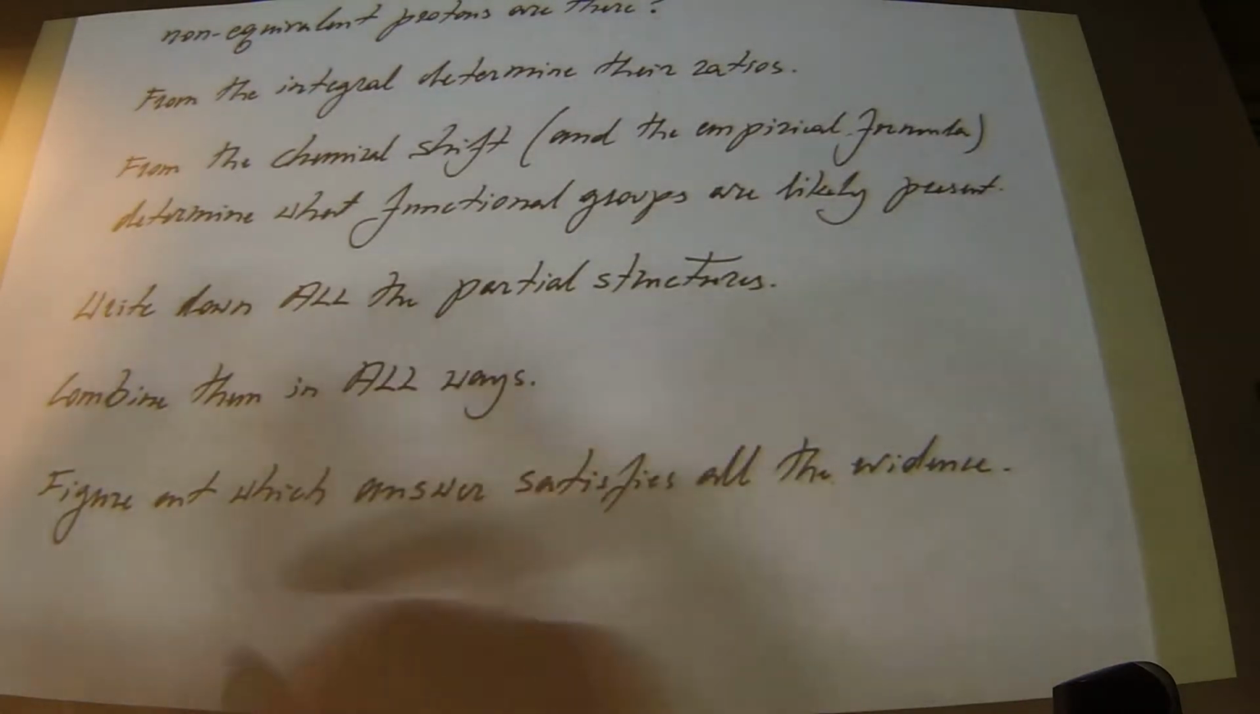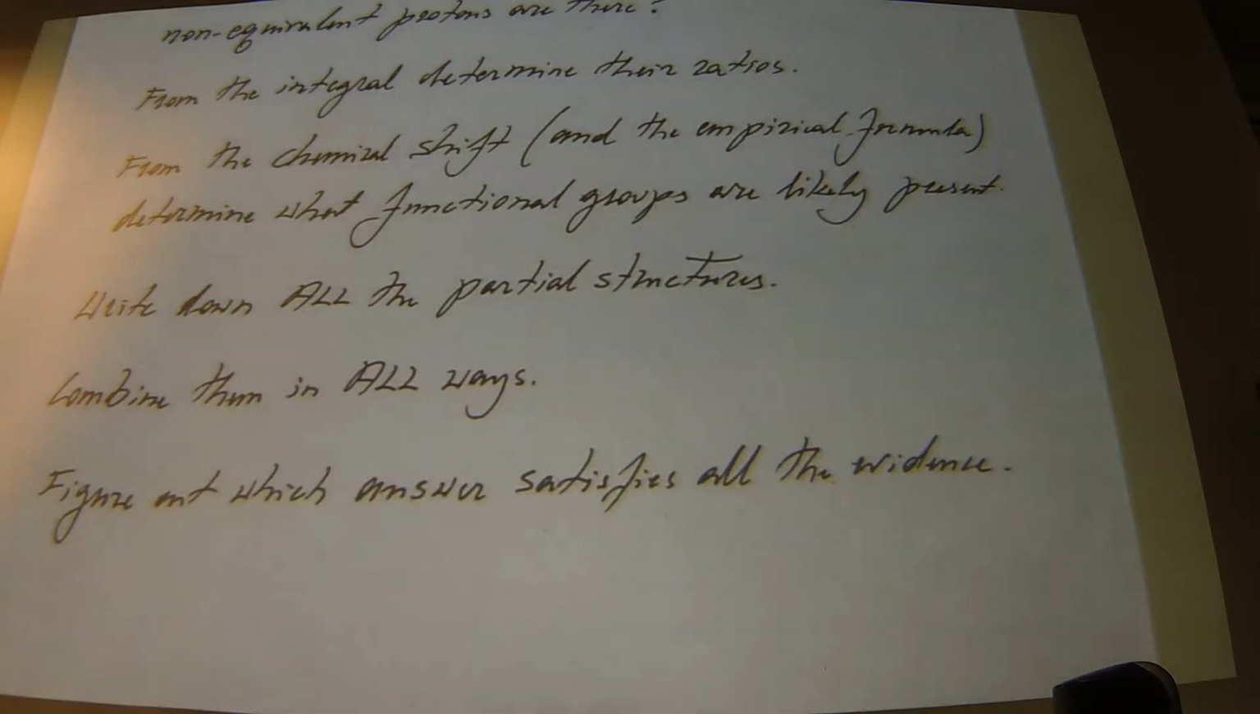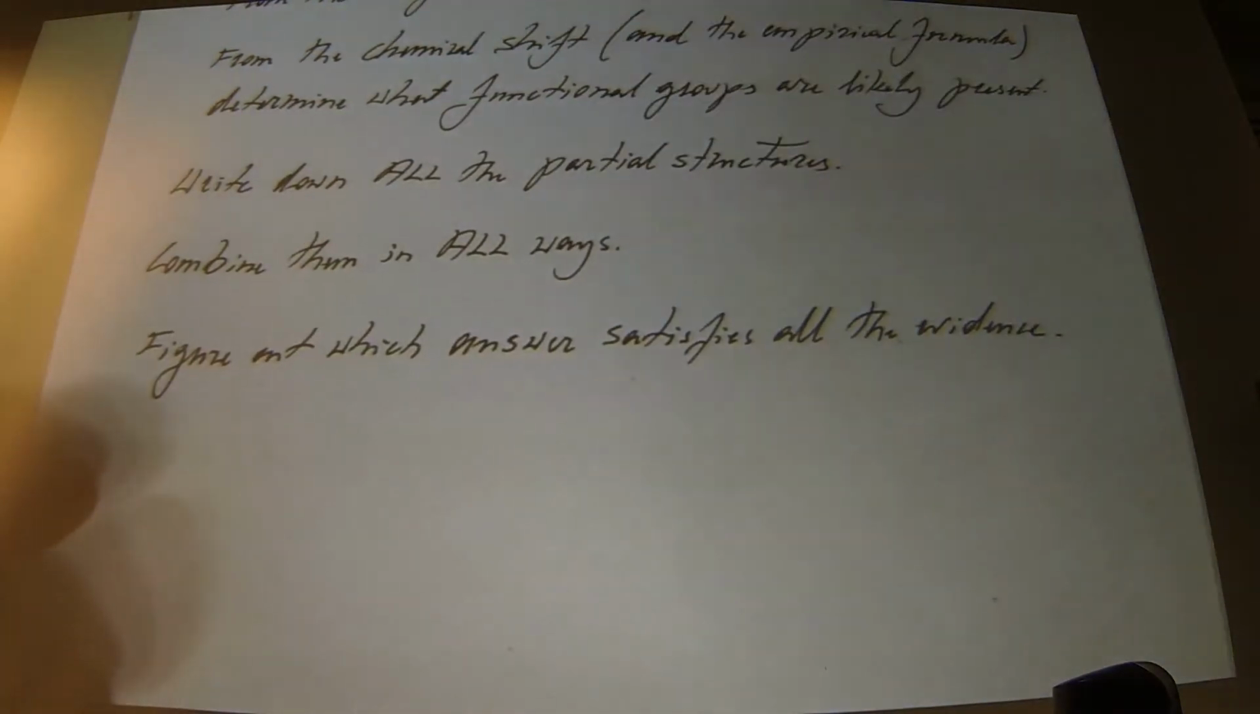As you're solving your problem, you need to write down all of the partial structures. If I know that it has an OH, just write an OH. If I know that it has a methyl, write a methyl. At the end of this process, you're going to have all the little pieces, like a jigsaw puzzle. Now you just put them together in every way you can. Some ways are not going to square with the data, and will make no sense at all.